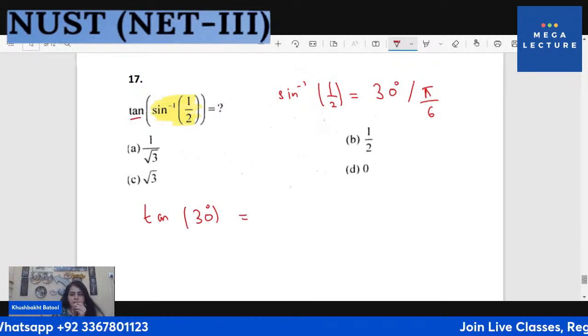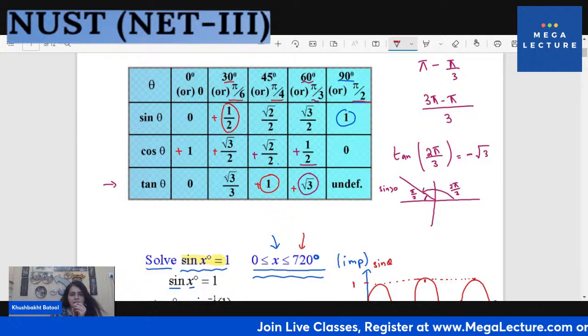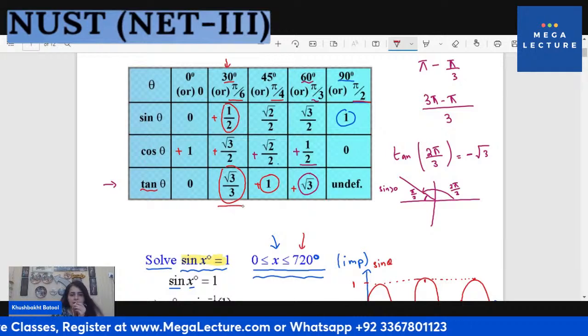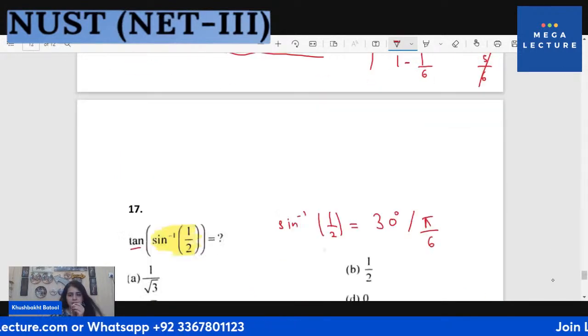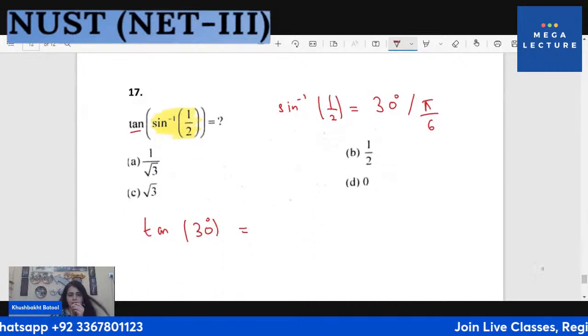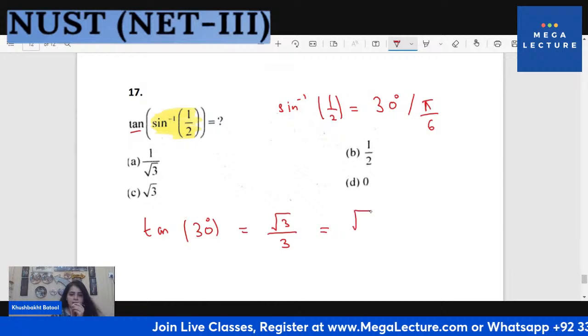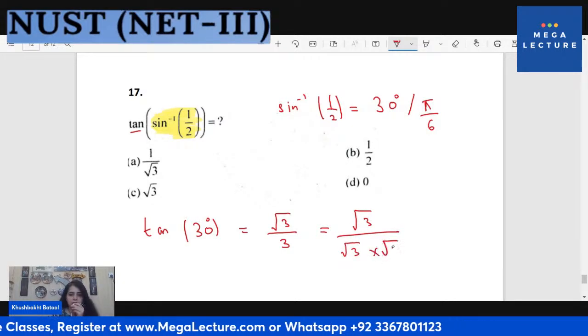So let's see what is the value of tan at 30 degrees. So tan at 30 degrees is root 3 by 3. This is 30 degrees, this is tan, so the value is root 3 by 3. So this is going to be the answer. Alright, so this turned out to be root 3 by 3, and I can write this as root 3 by root 3 multiplied by root 3.